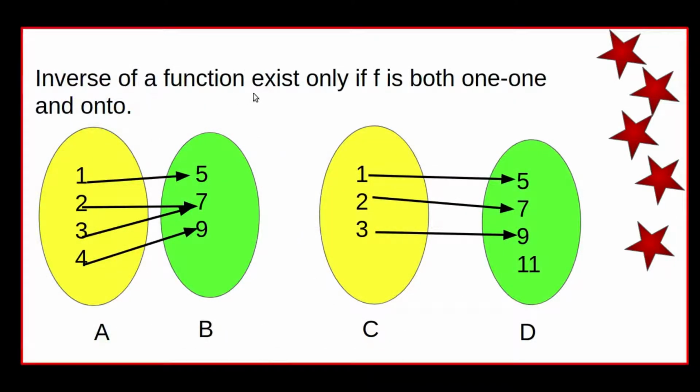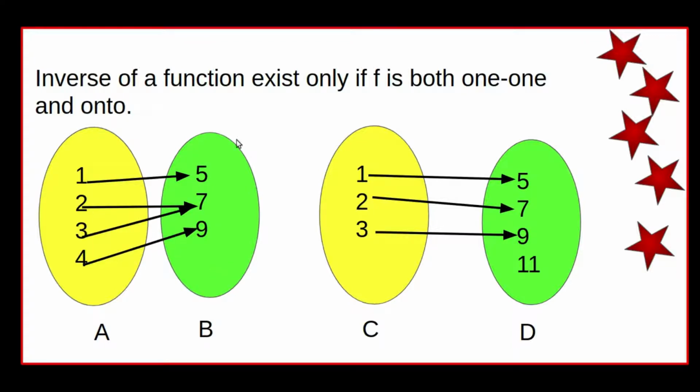Now the inverse of a function exists if f is both one-one and onto. Now consider a function from A to B: 1 to 5, 2 to 7, 3 to 7, 4 to 9. This function is not one-one because distinct elements are mapped to the same element 7. When we define a function g from B to A, 5 to 1, 7 to 2, 7 to 3, 9 to 4, this 7 has two images. So g is not a function.